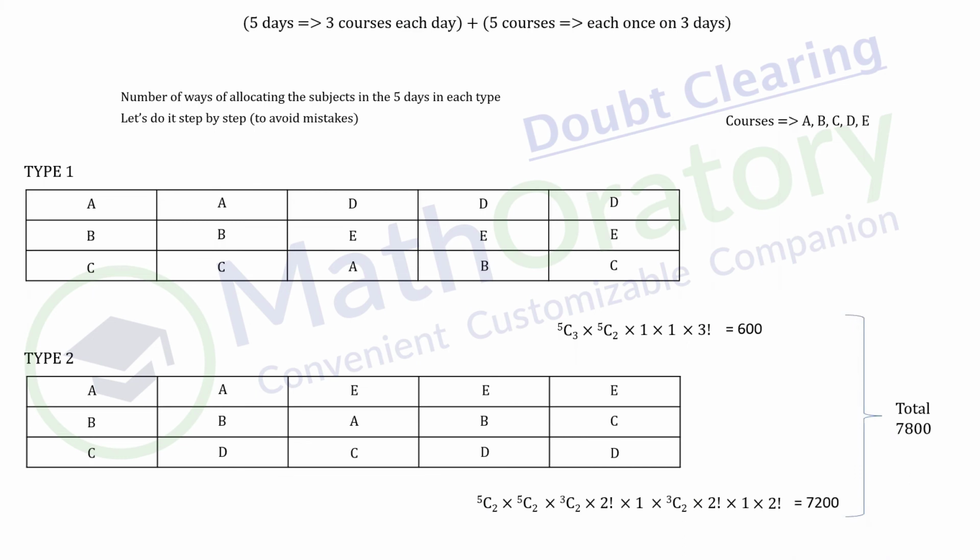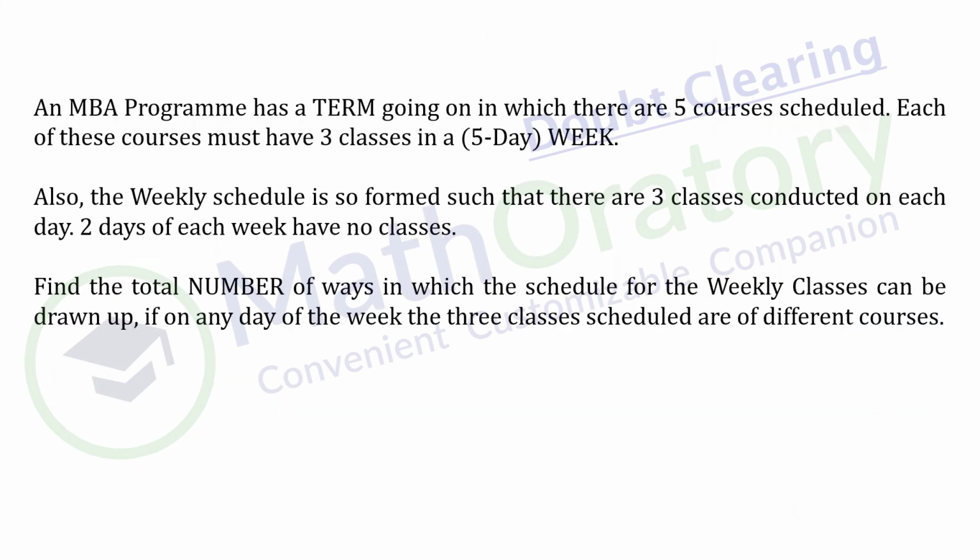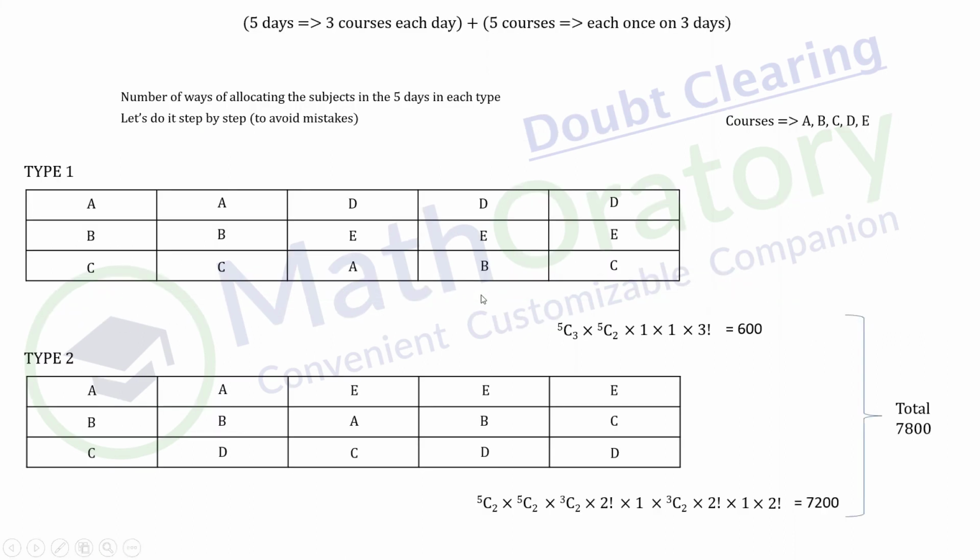meeting the given condition. But our job is not complete. There is one step remaining. Since the problem statement, if you remember, asked for the number of schedules that we can form, we must also think of the number of ways the 3 selected subjects on each day can be arranged amongst themselves. So for example, in this allocation, let me take an arbitrary one. On this day, we have selected A, B, and C as the 3 courses. But what we have not decided so far is in which order will the courses be conducted on that particular day.